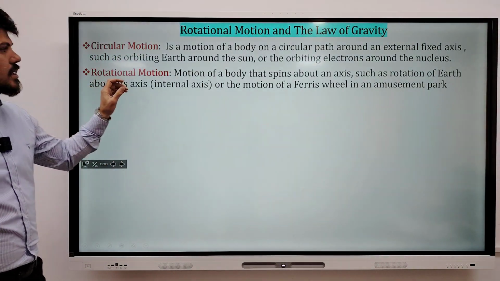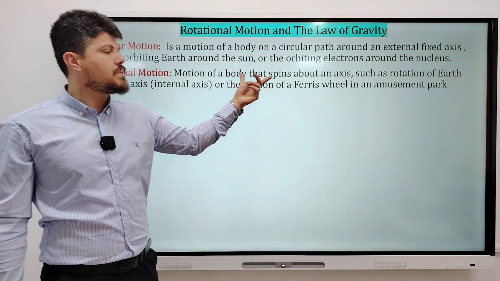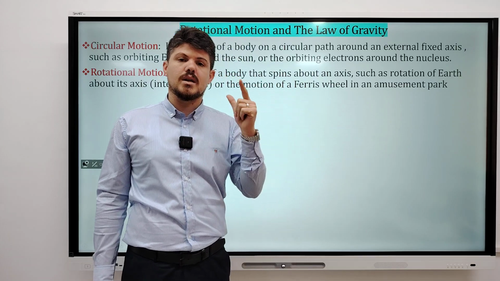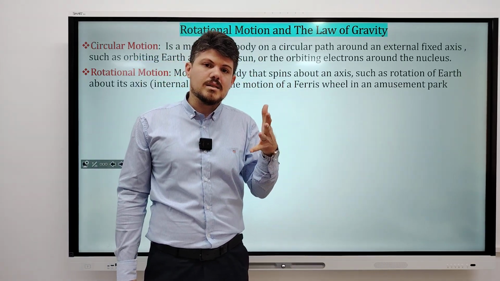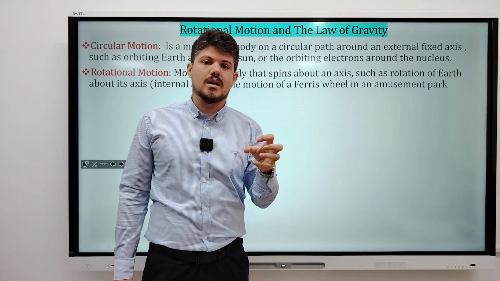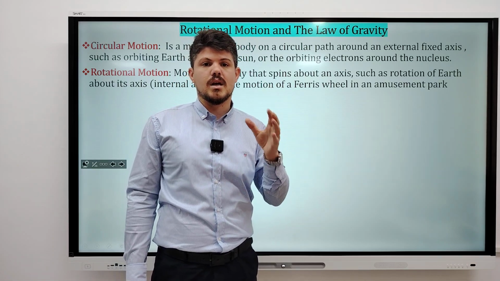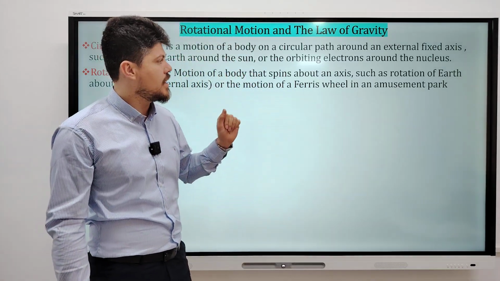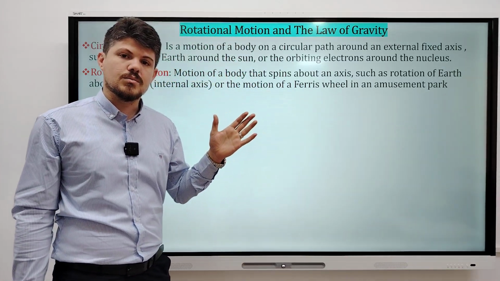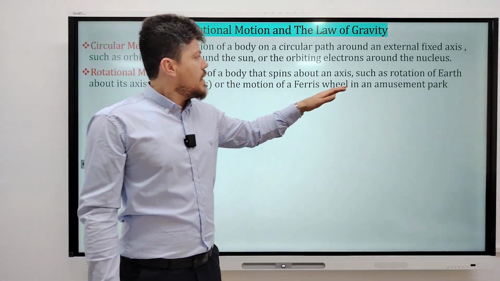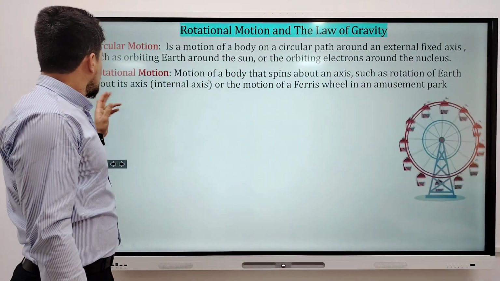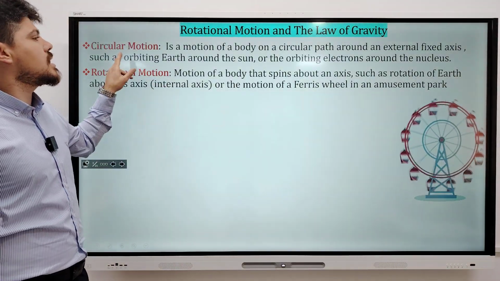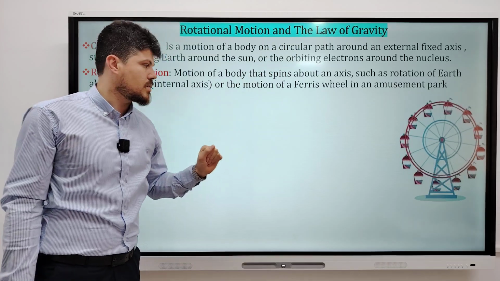The rotational motion is a motion of a body that spins about an axis. But in that case, like the Earth rotating around itself, its axis is located internal to the object, an internal axis. The object rotates with the internal axis, not external, okay? This is the main difference between rotational motion and circular motion, such as the Earth rotating about an internal axis, but in circular motion, an external axis.